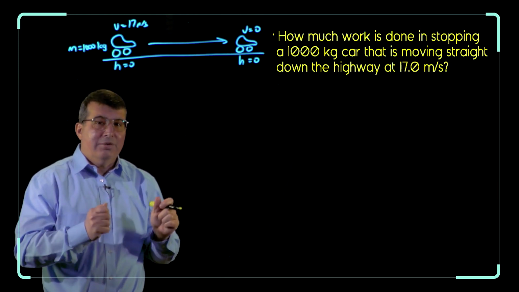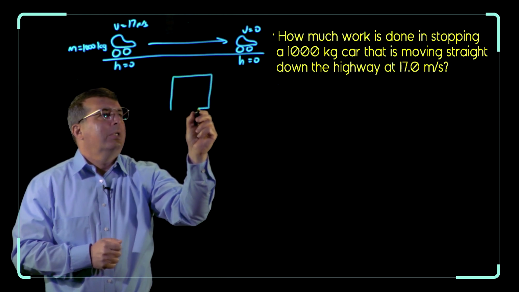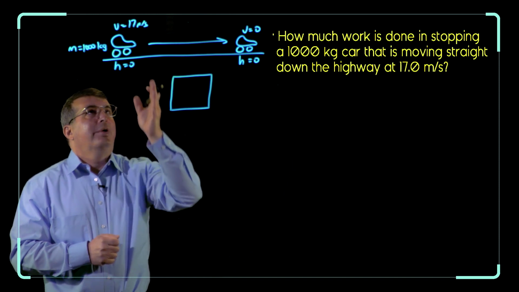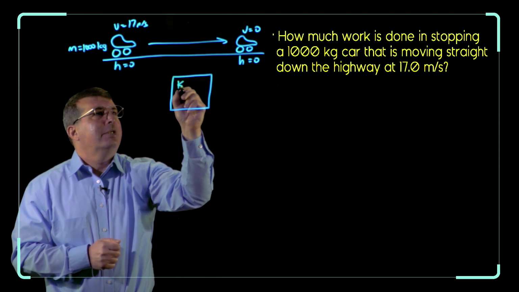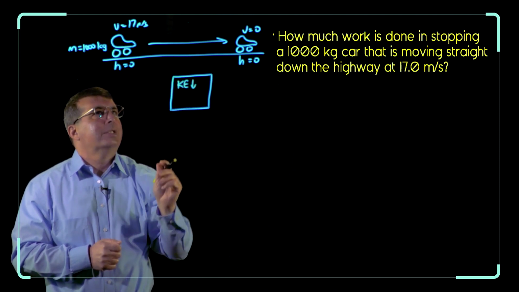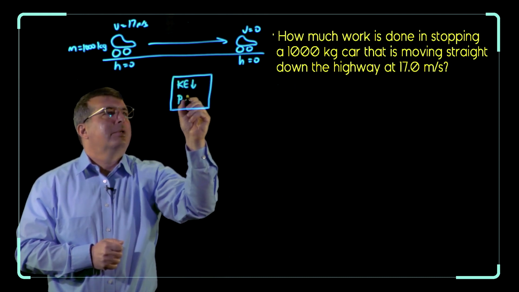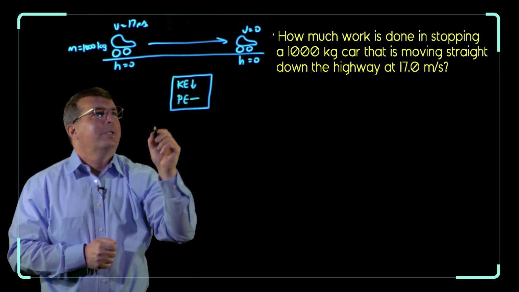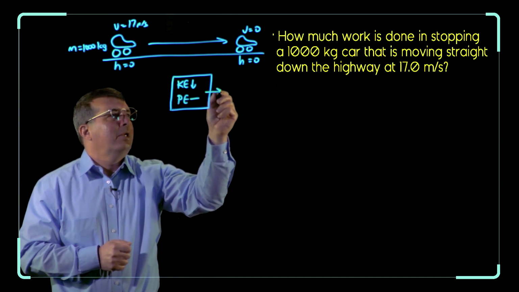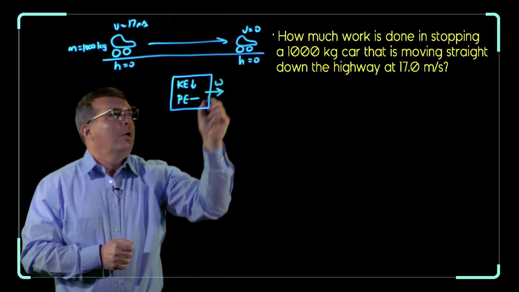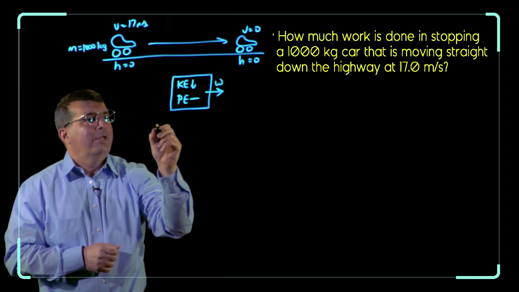Let's look at the energy situation. Well, what's going on here? The car has kinetic energy here, and it goes to 0, so our kinetic energy is decreasing while our potential energy stays the same. The height is 0, the height is 0, stays the same. And so if the kinetic energy is decreasing and the potential energy stays the same, there must be some negative work, some work taking energy out of that object. So we'll apply our energy principle.